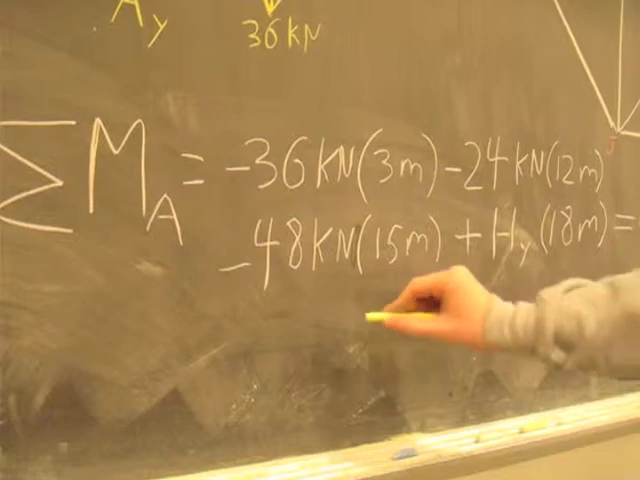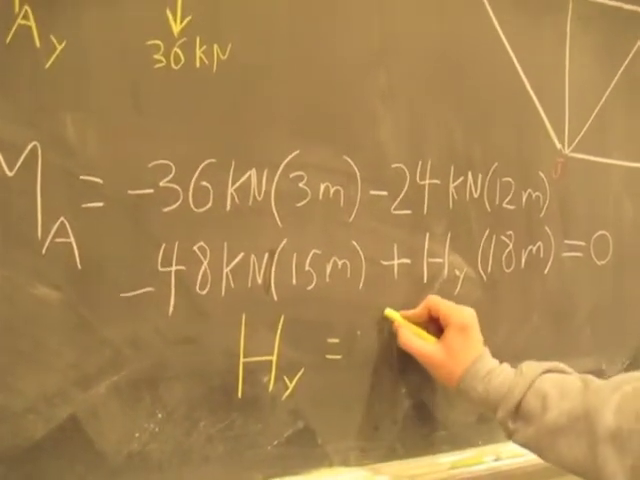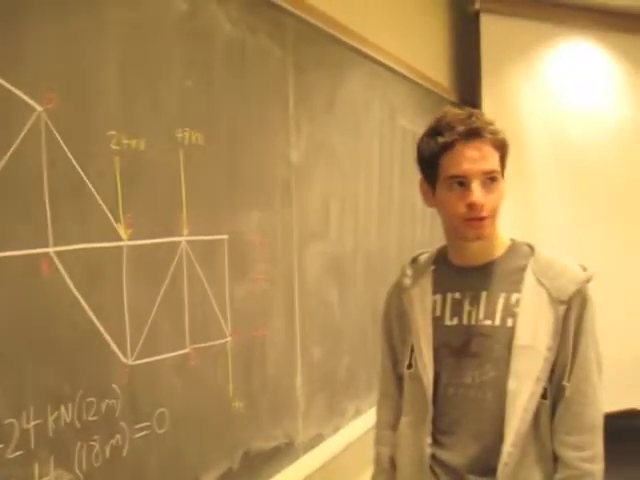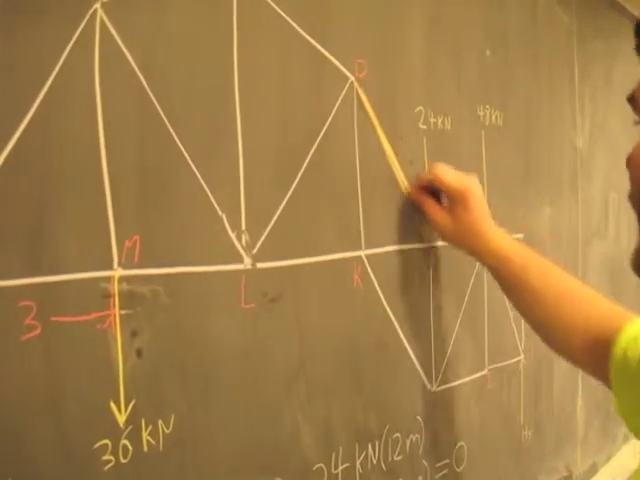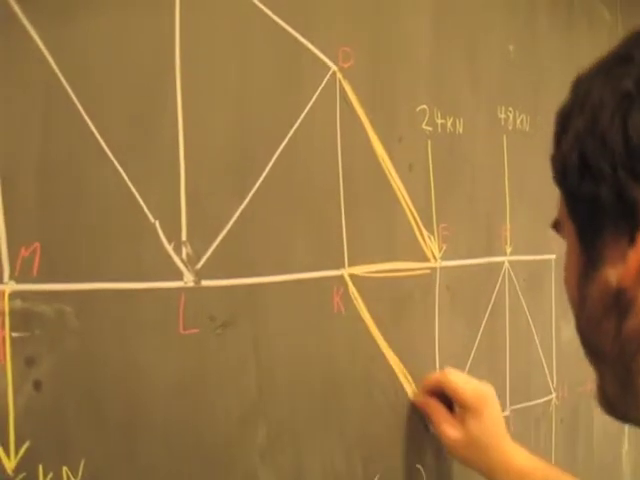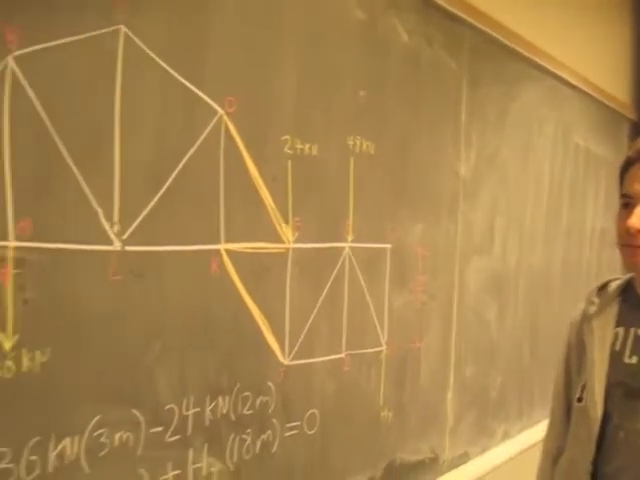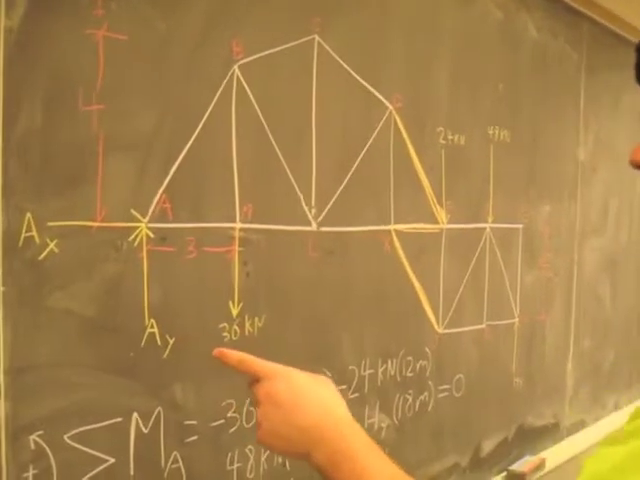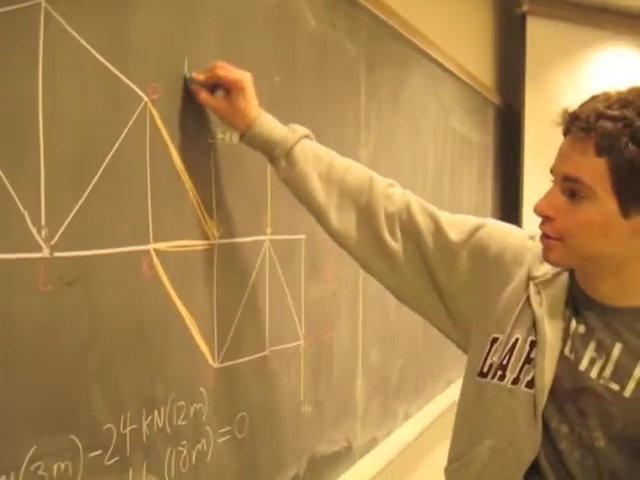And then we solve for HY, which is 62 kilonewtons. So now what members do we need to solve for? We need to find this one here, and this one here. So what will we do next to solve for them? Would we find the other support reactions? No. We're going to use method of sections.